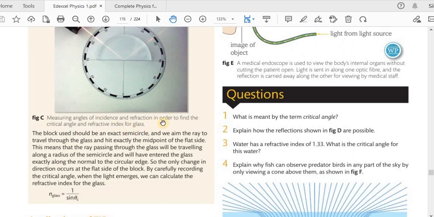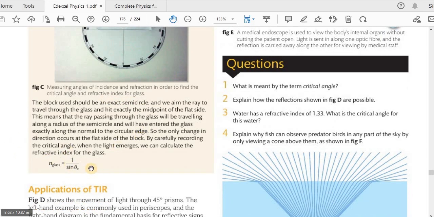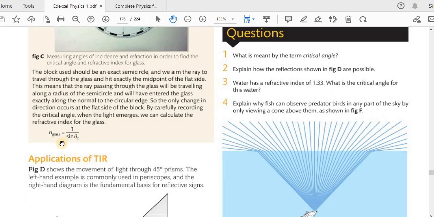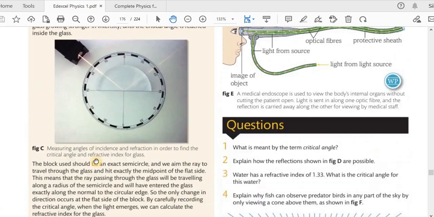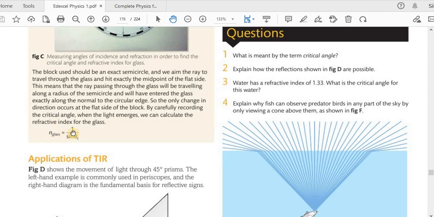Measuring angle of incidence and refraction in order to find the critical angle and refractive index for glass. So this is the equation. Refractive index of glass equals 1 over sine the critical angle for glass. Now again remember, you can use this if it is going from air. So the surrounding should be air, because the refractive index of air is 1. Then only we can get this equation with a 1 there. And also the ray has to pass along the boundary, because then we have sine 90, that will also be equal to 1. Therefore we get this equation.